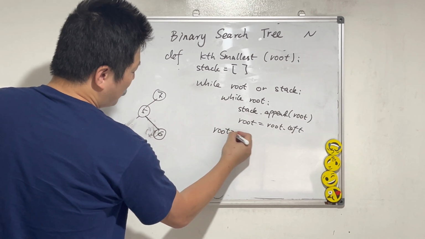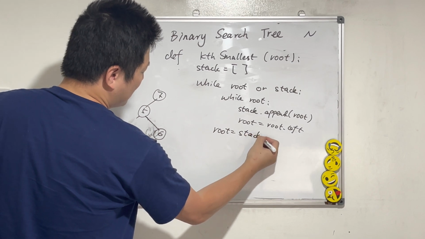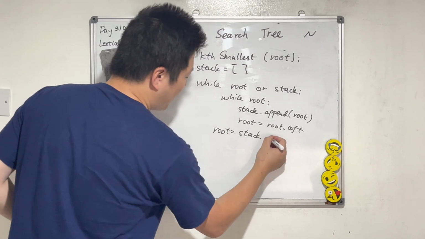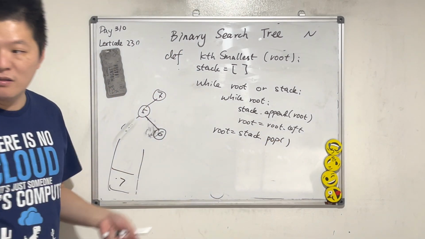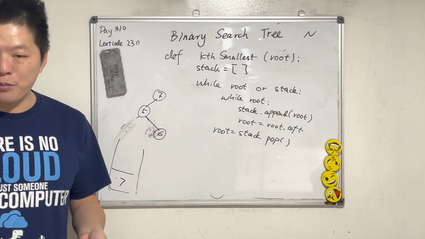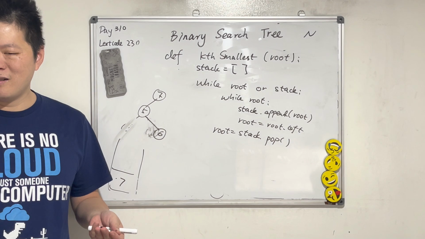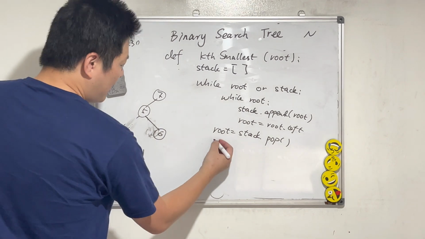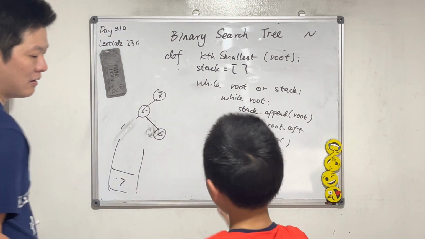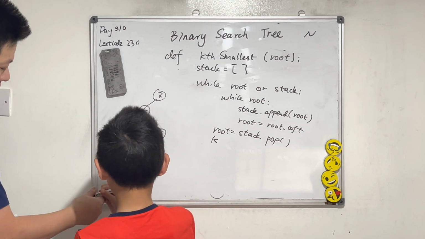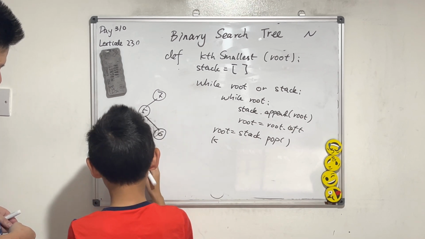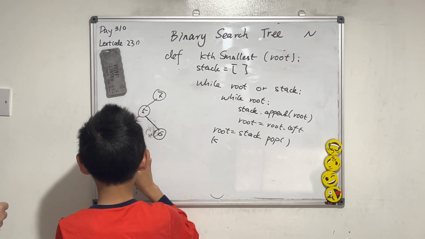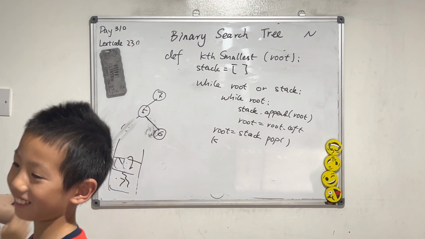Root equals... How do we take one out from the stack? What's the method? Pop. Yeah, pop. What does pop mean? Take away. In English, pop means like a bubble or balloon exploding. Yeah, pop it. So technically, this is popping. This is 7, and there was 5. This is a balloon, and it's going to explode soon, so you have a needle to pop it. And then it's gone.